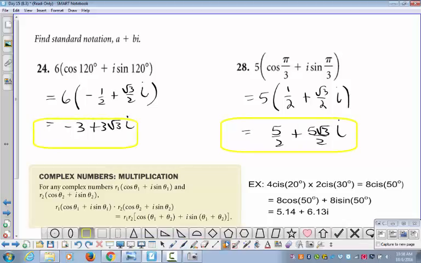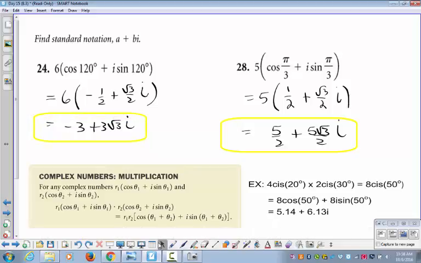So if you have the trigonometric form, going back to standard form is pretty straightforward. Just evaluate.